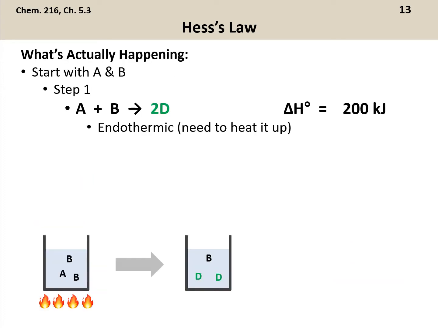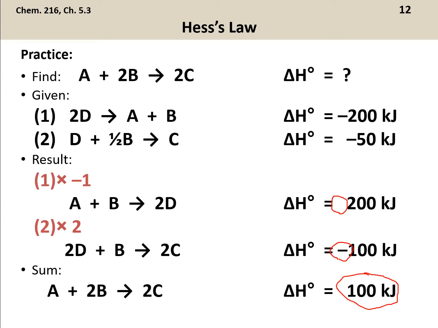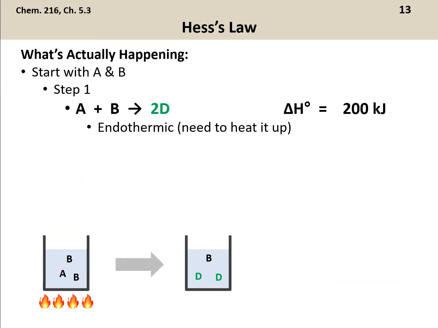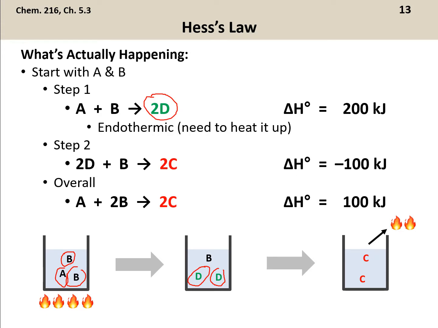Okay, so let's look at this a little bit in more detail. Notice that we did this reaction in 2 steps. Well, we can think of what actually is happening here. In step 1, we're forming 2D, and this has a positive delta H, so that means it gets heated up. So here's a representation. I start off with A, and then here's a B, and here's a B, and I form some Ds, whatever reaction that was. And then in step 2, these 2 Ds reacted with the B, and they formed this compound C.